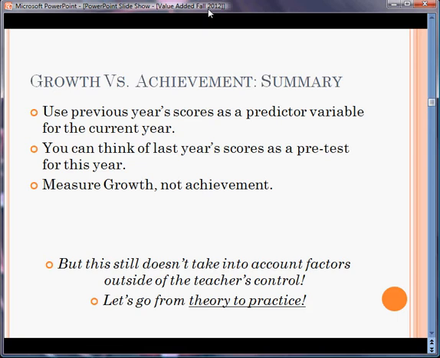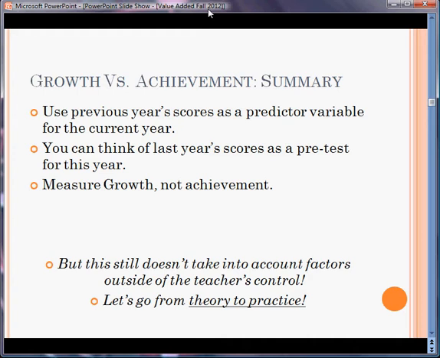So if we use the previous year's score as a predictor variable for the current year, the previous year is where we start. We can think of it as a pre-test for the current school year. And then we're going to measure the growth during that school year, not merely a student's achievement. However, it's a little more complicated than that.